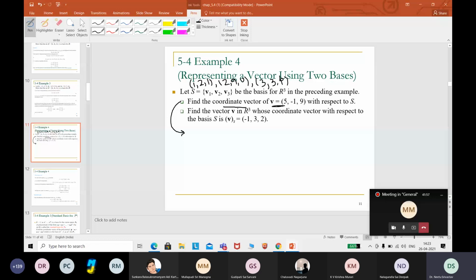Now I have to write the vector V. I have to find out the coordinate vector for V. So it means, since it is a basis, we have proved that it is a basis because the determinant is not equal to 0. So any element in R3 can be written as a linear combination, right? So I can write V as C1 V1 plus C2 V2 plus C3 V3.